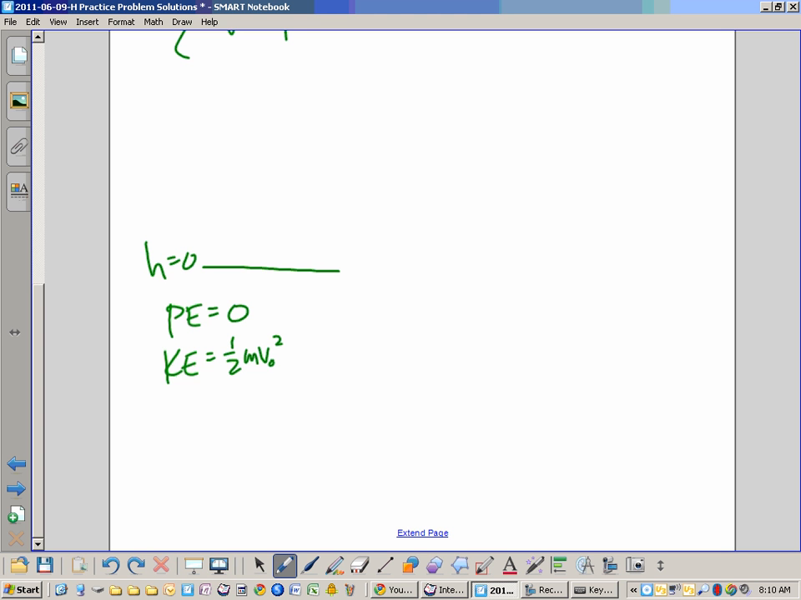You've heard me talk about that before. That means that the total amount of energy that the car has throughout this entire thing is going to be equal to the sum of these two, which will just be 1/2 mv0 squared.